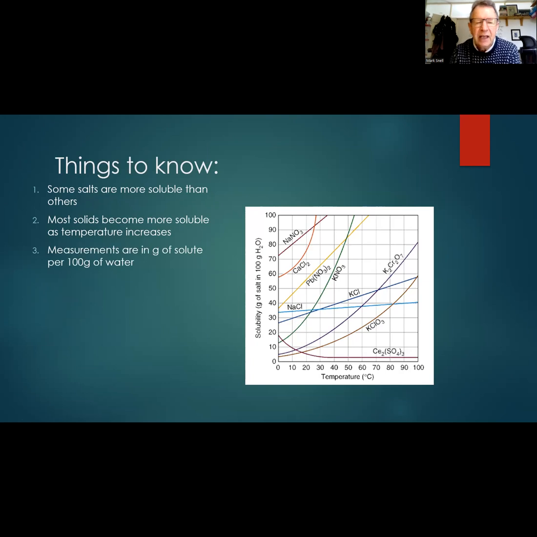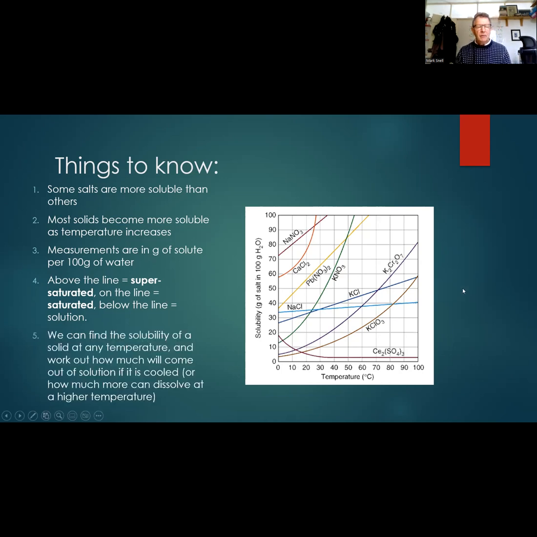And number 3 is usually the measurements are in grams per 100 grams of water. Then above the line, some of the solid cannot dissolve. On the line, it is just the maximum amount that can dissolve. And then below it is just a solution. And then we can find the solubility of a solid by just drawing the line up from the temperature until it hits the curve.